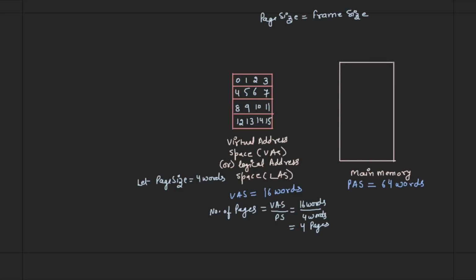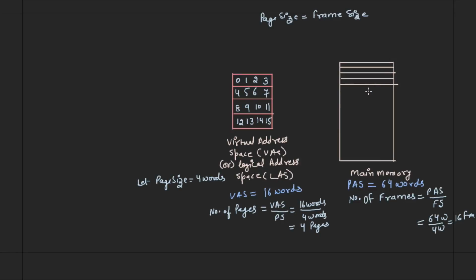In the same way, this main memory will be divided into frames. So the number of frames in the main memory can be found out as physical address space divided by the frame size, and the frame size is equal to the page size. So it is 64 words divided by 4 words, which is equal to a total of 16 frames. Therefore, you can say this entire main memory will be divided into 16 frames.